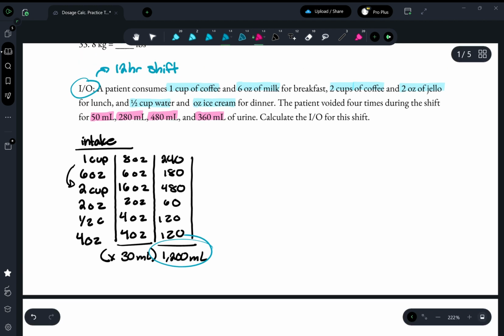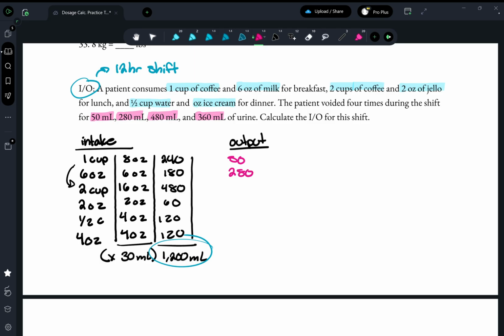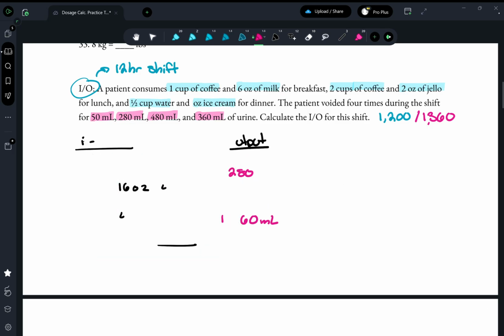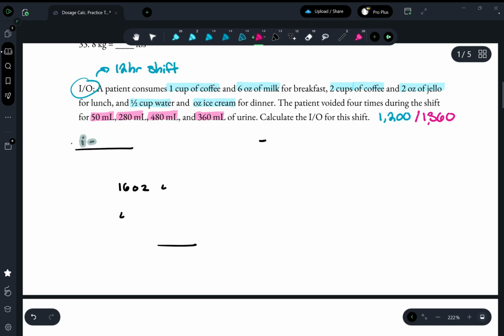And then, like I said, output is going to be super easy. We're just going to add up all of those numbers, no conversions needed. So 50, 280, 480, 360, and our total is 1360. I'll just put those over here so we keep the numbers handy. 1200, 1360. Now let's start playing around with these numbers a little bit, because I realized after I did this that your questions on the test are going to be more complicated than this.